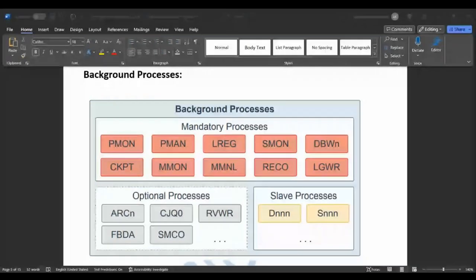Now how many types of process do we have? We have two types of process. One is client process and another one is Oracle process. So what is client process? Whenever you run the application or you run an Oracle tool, a client process is started, and an Oracle process is a unit of execution that runs the Oracle database code. And Oracle process, as I said, can be an operating system process or a thread within an operating system process.